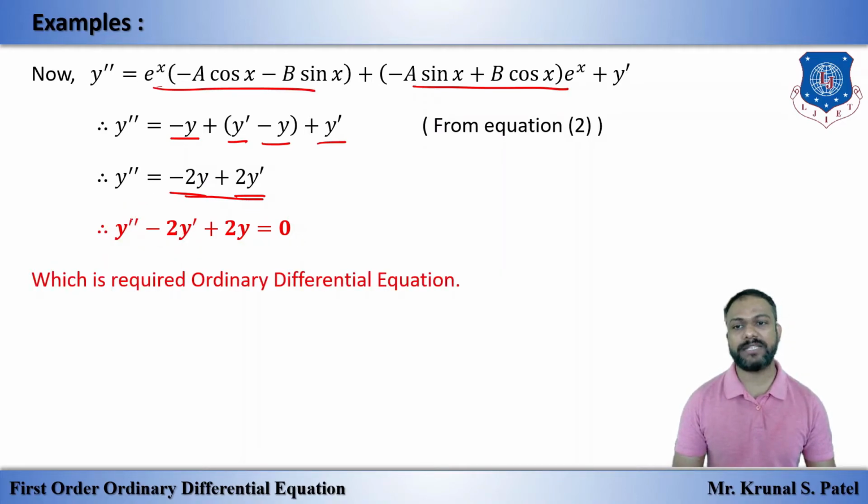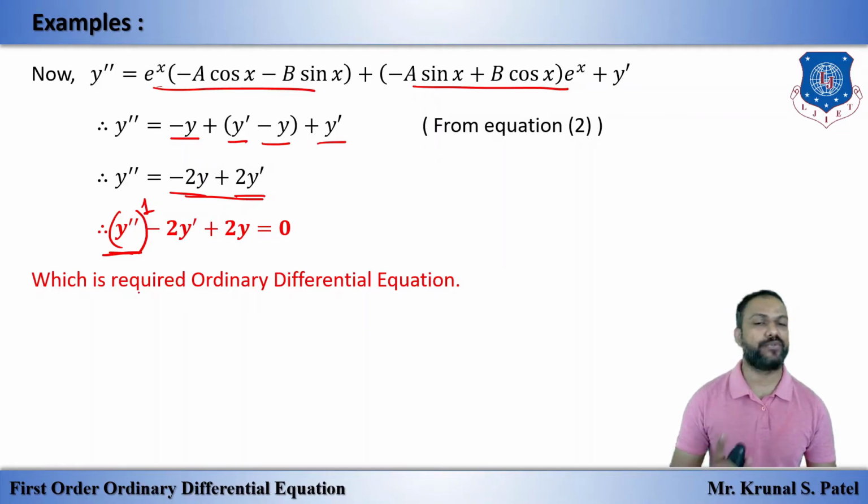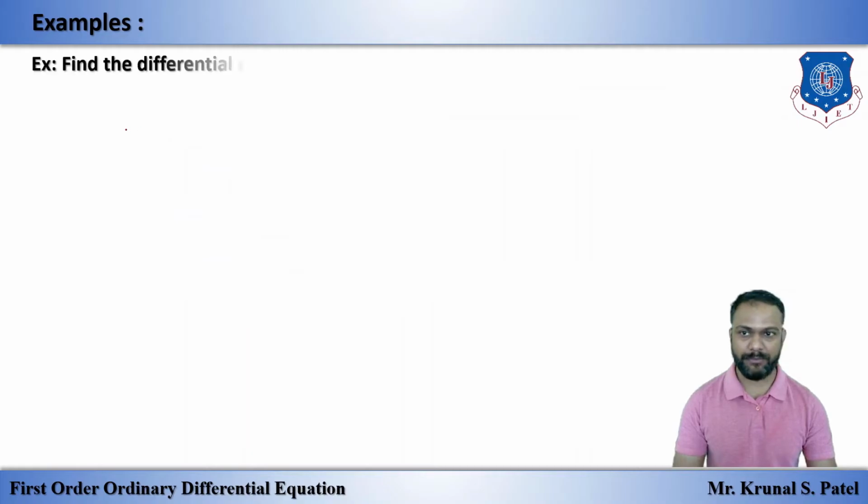And the order of this differential equation is 2 because the highest derivative is 2, and the degree of this differential equation is 1 because the highest order derivative has a power of 1. So this is our second order first degree differential equation. Okay, similarly we have one more example.